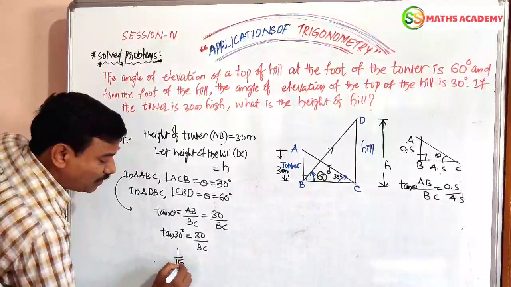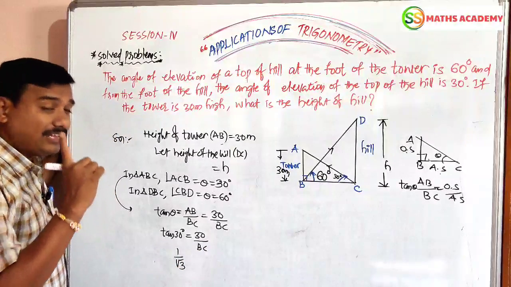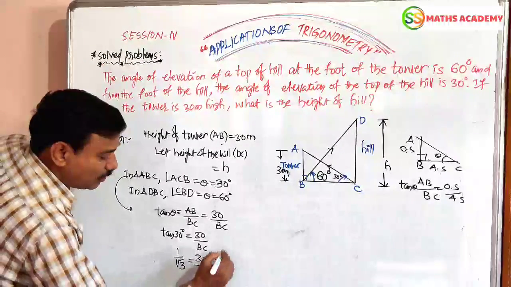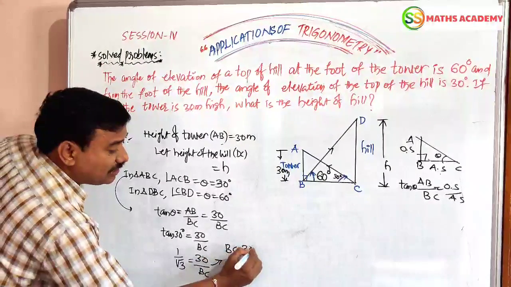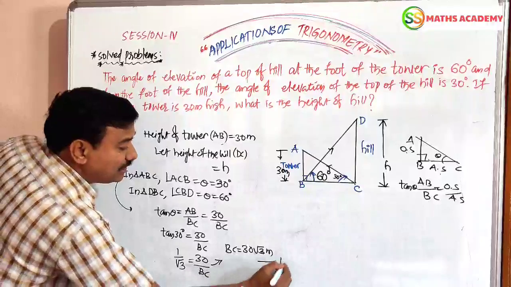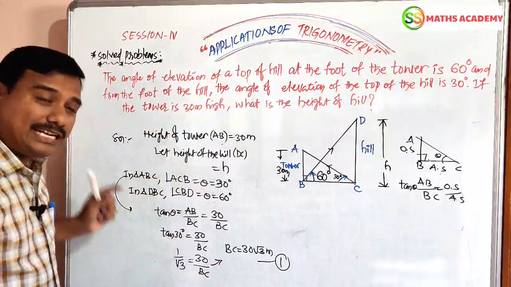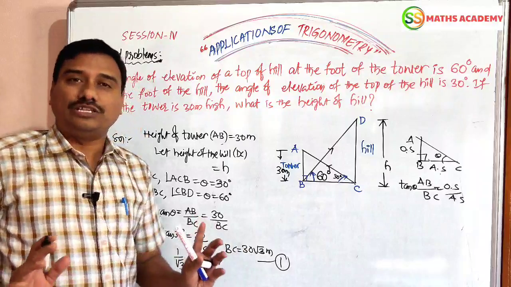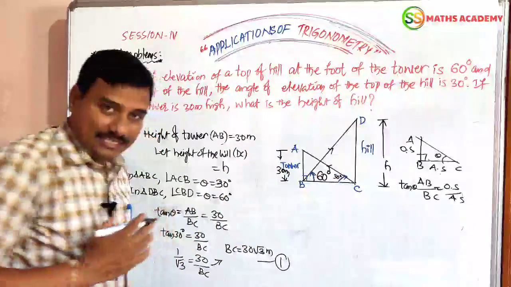Tan 30 is nothing but 1 by root 3 by the table trick. So 1 by root 3 equals 30 by BC. Now BC equals 30 root 3 meters. Call this equation number 1. BC is 30 into root 3, 30 root 3.